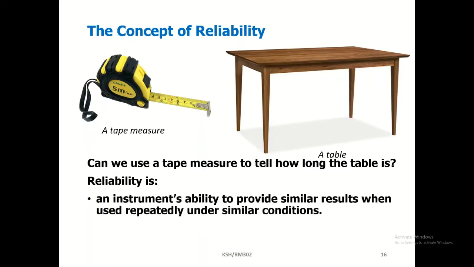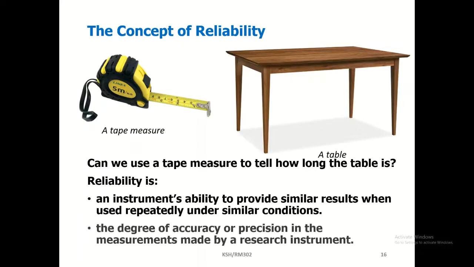Well, Kumar says that reliability is an instrument's ability to provide similar results when used repeatedly under similar conditions. Coming back to the example, we use the measuring tape to measure the table from the left to the right. We can see the same results after repeating this measuring activity. Reliability can also refer to how accurately our instrument measures the concept under investigation.